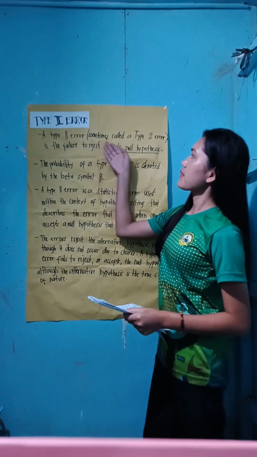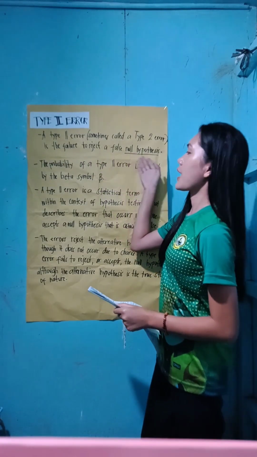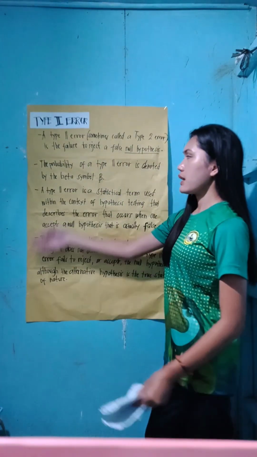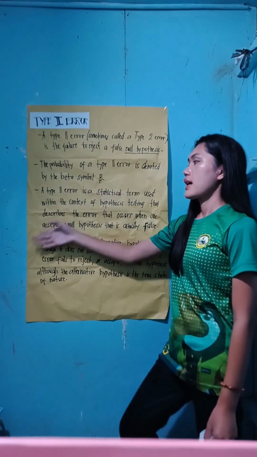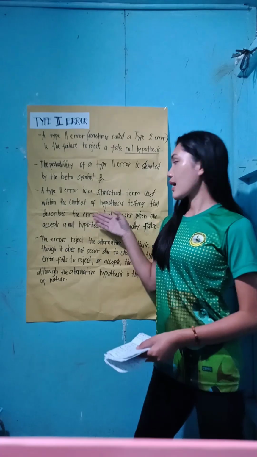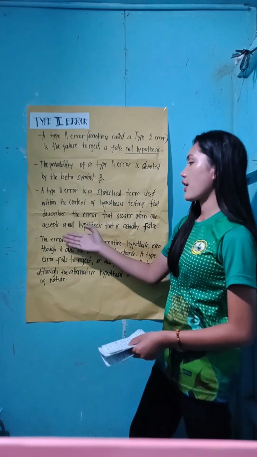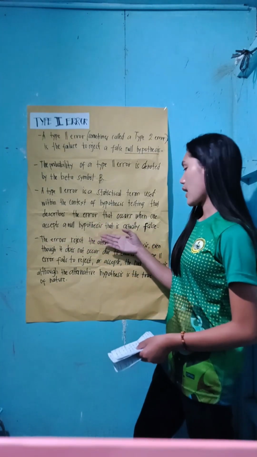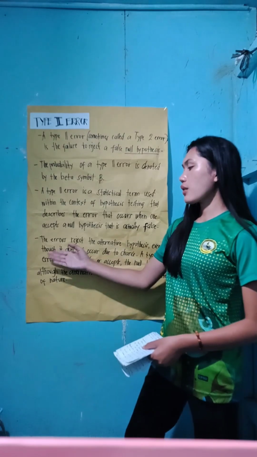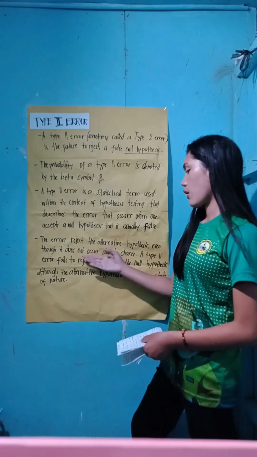So, type 2 error. A type 2 error is the failure to reject a false null hypothesis. The probability of a type 2 error is denoted by the beta symbol or B. Type 2 error is a statistical term used within the context of hypothesis testing that describes the error that occurs when one accepts a null hypothesis that is actually false. So the error rejects the alternative hypothesis even though it does occur, due to chance.